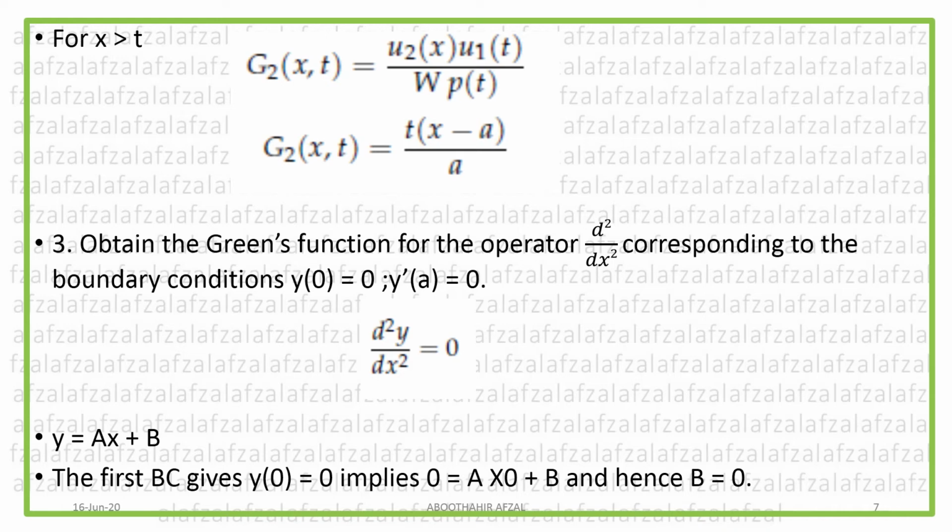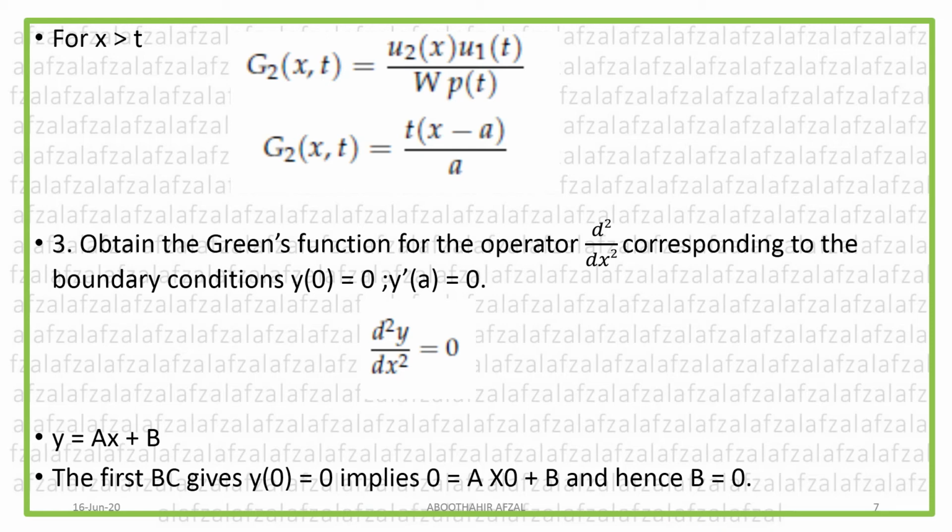Similarly, coming to the next question, obtain the Green's function for the operator d square by dx square corresponding to the boundary conditions y(0) is 0, y dash of a is 0. So all the three questions have the same operator but the boundary conditions are different.